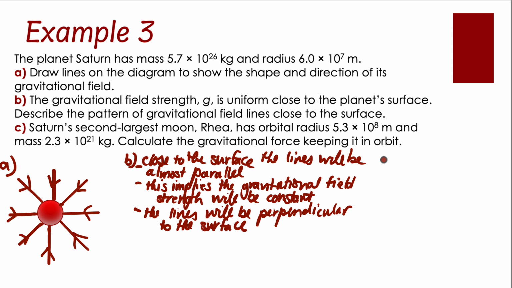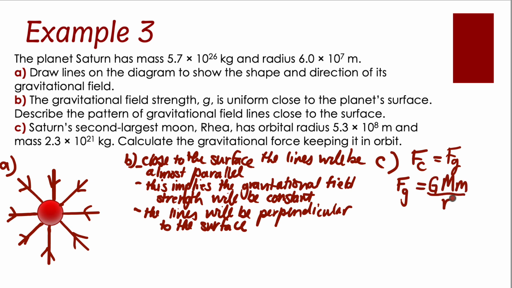And now for part C. We've got this moon Rhea and its orbital radius 5.3 times 10 to the power 8 and its mass, and we're asked to calculate the gravitational force keeping it in orbit. Notice that in this case the centripetal force is actually going to be equal to the gravitational force. In some cases they might have given us the speed it's traveling or asked us to find its speed. But in this case we don't have to use that. We're just going to use our universal law of gravitation.